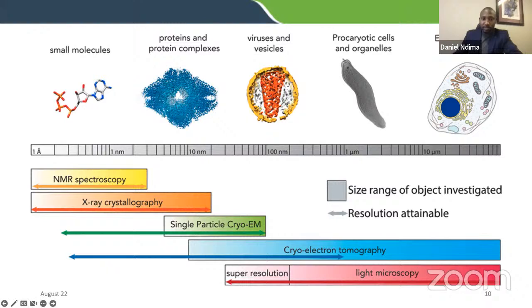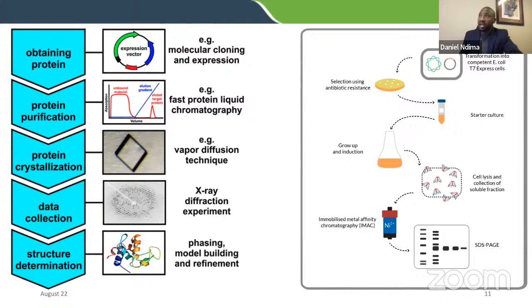So what is the process of the field that I'm in? Basically, what we do is obtain protein, purify it, and crystallize it. These are crystals of the protein. We do what we call X-ray diffraction. At the moment, Africa does not have such a technique.